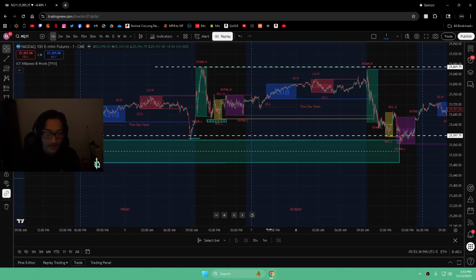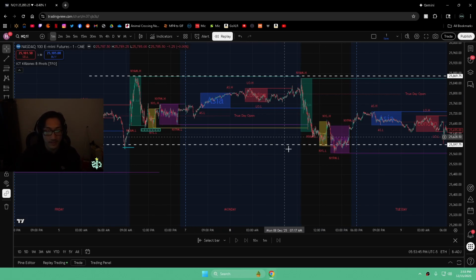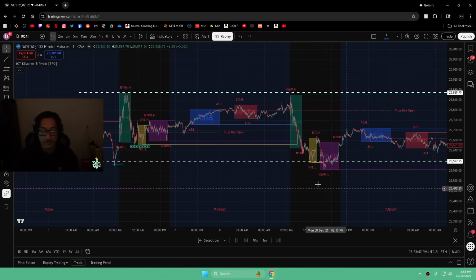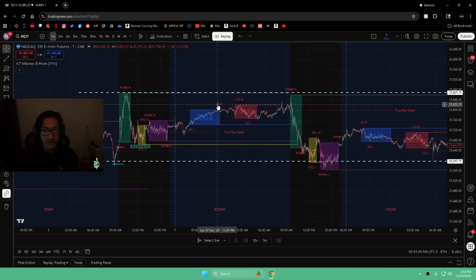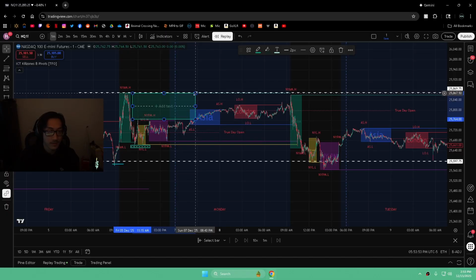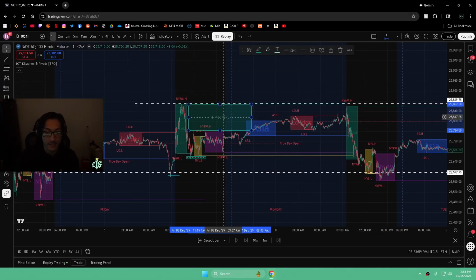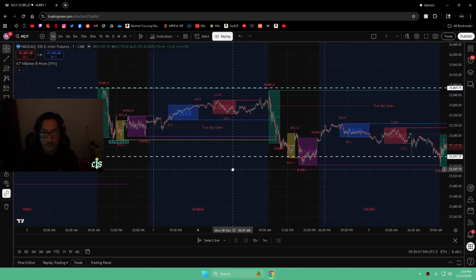Now that you understand imbalance and draws on liquidity, you could literally trade on the 1 minute time frame and understand that New York takes out Asia, London, or liquidity. Asia pushes towards the imbalance. In London, sometimes I don't even know. London is kind of like my unknown zone at the moment.